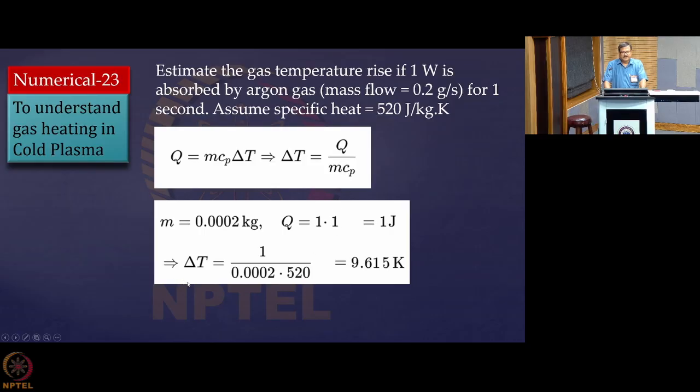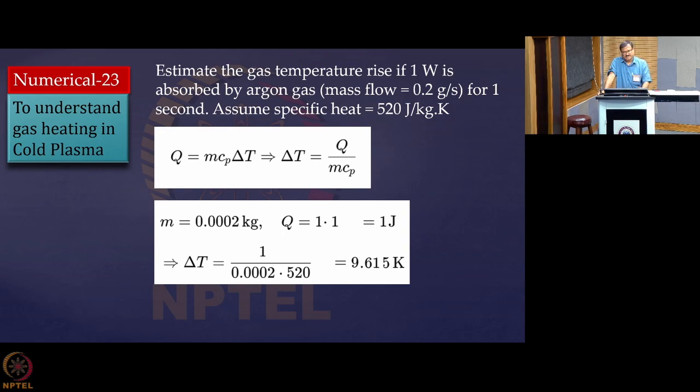So delta T is Q by m Cp. This is Q, 1 joule, divided by this 0.0002 kg mass and this specific heat, 520. 1 watt means 1 joule per second, right? So that is 1 joule Q, and the rise in temperature comes to about 9 Kelvin. This is the delta T, and in degree centigrade it is the same. So when you are dumping 1 watt, you are raising the temperature by only about 9 degree centigrade, around 10 degree centigrade.